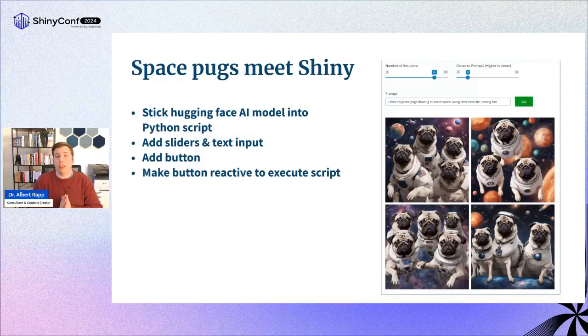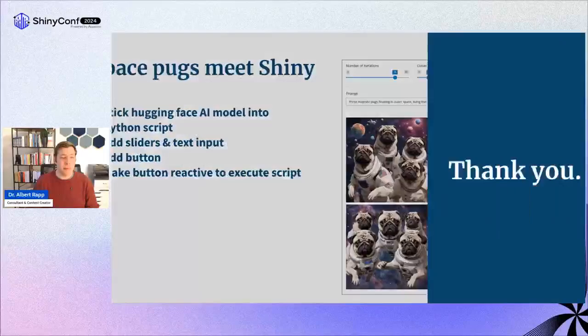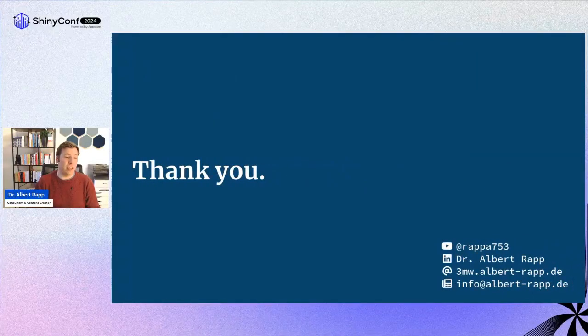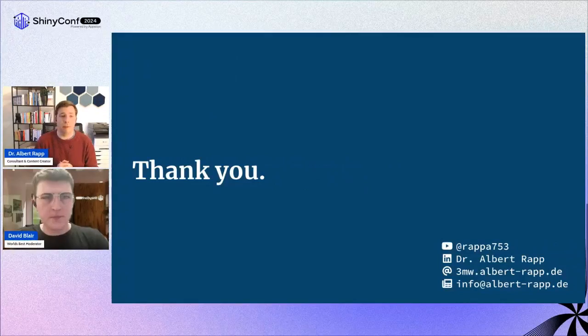And that way I could toggle parameters of that image generation model and put in prompts like 3 majestic pugs floating in outer space, living their best life, having fun. And I don't know about you, but I'm pretty happy with the result of being able to generate as many pugs as I want. And with that, I thank you for your attention, and I'm happy to answer any questions that you may have.